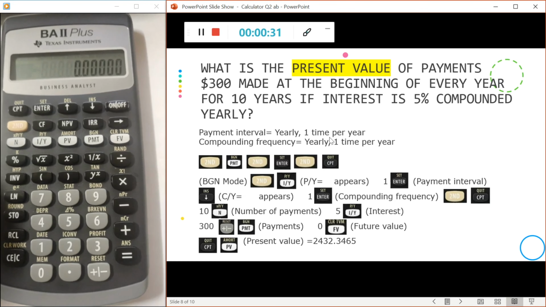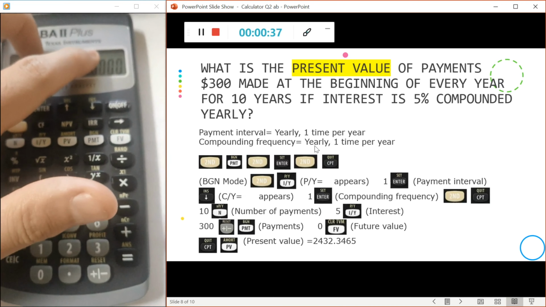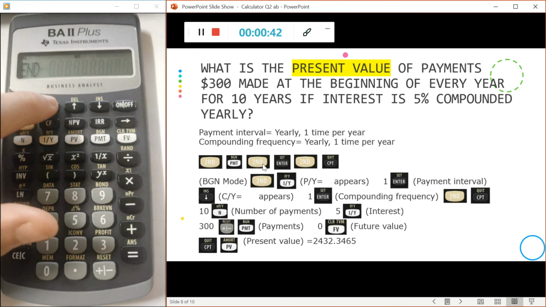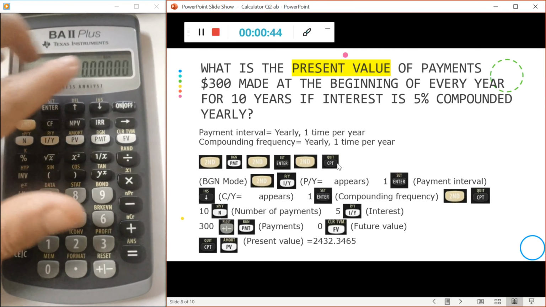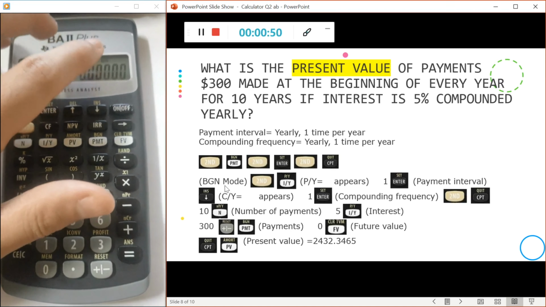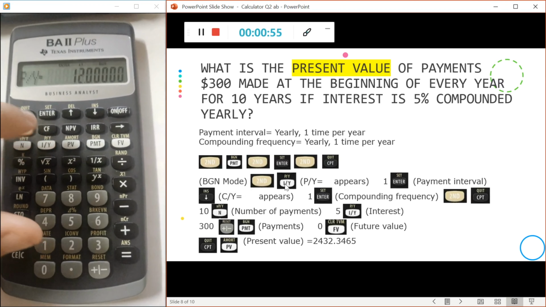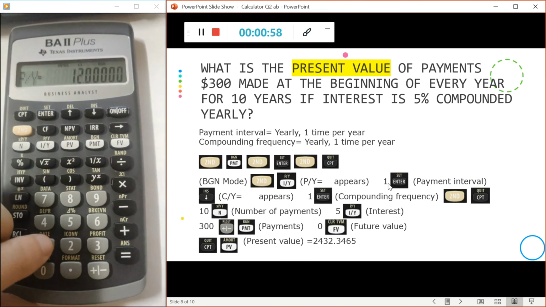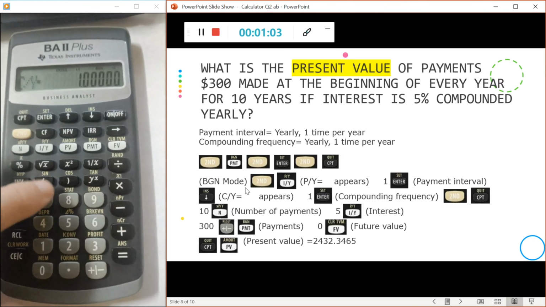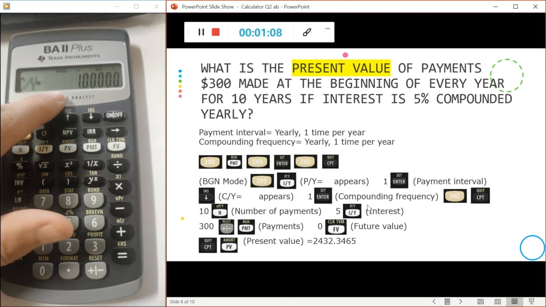To solve the annuity due problem, we should change our mode into begin mode. So we press second BGN, second set, second quit. Okay, you can see this BGN appears. This indicates that we are in begin mode. So second P/Y appears, 1 enter to key in our payment interval. Again, press down, C/Y appears, 1 enter to key in our compounding frequency.